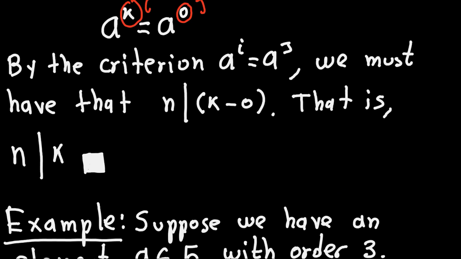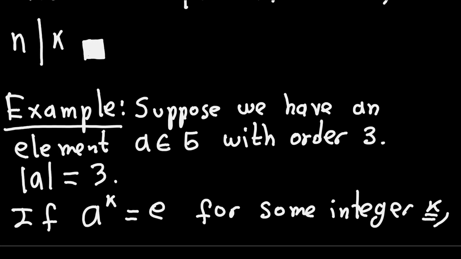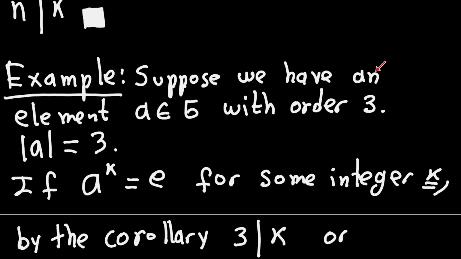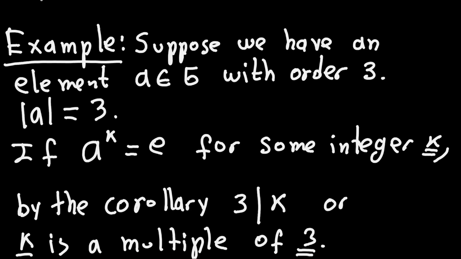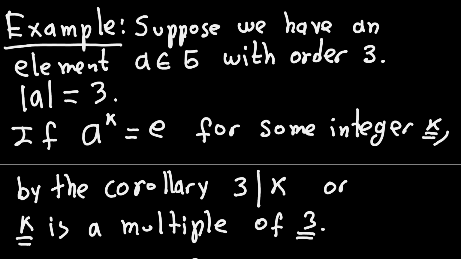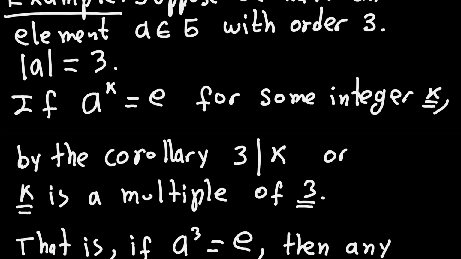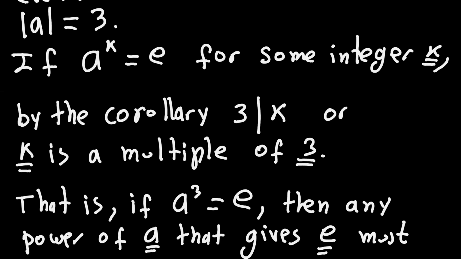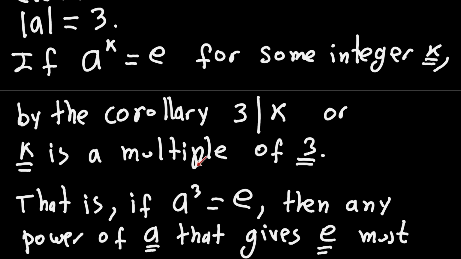Now let me give you a little bit of an example on why this is important, how this is going to be used. Now let's suppose you have an element of A that has order 3. Let's say an element of A has order 3. And for some reason you know that A to the k is the identity for some integer k. By the corollary we just proved, the order of A has to divide k. So 3 has to divide k. In this case, 3 has to divide k.